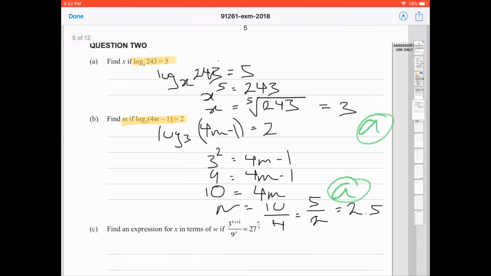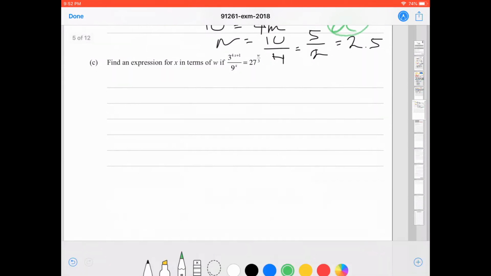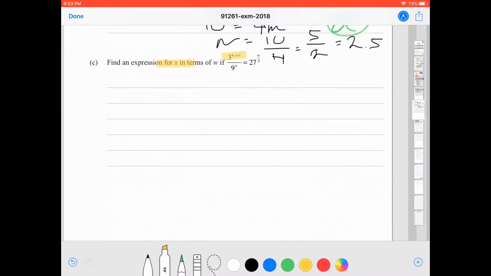Okay, moving on to question 2c. It says, find an expression for x in terms of w if 3 to the power of 4x plus 1 over 9 to the power of x equals 27 to the power of w over 3. So 3 to the power of 4x plus 1 over 9 to the power of x equals 27 to the power of w over 3.